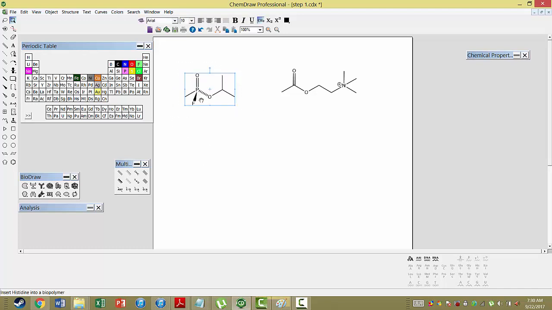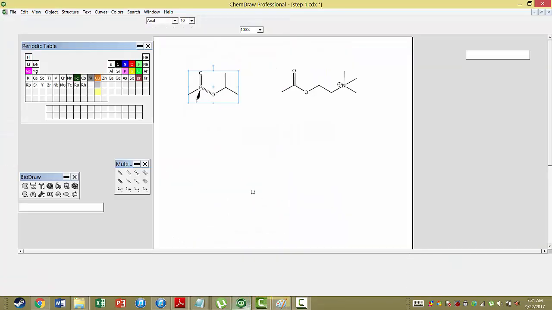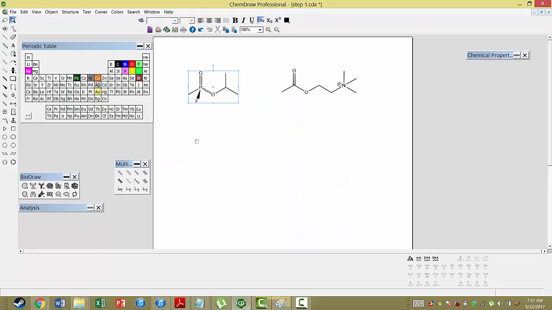So what kind of molecule is this? It's what's called an organophosphate. So it's a phosphate bound to some carbons, and it interacts with an enzyme called acetylcholinesterase, which is this big guy right here. We'll talk about him later. And specifically what it does is it inhibits acetylcholinesterase irreversibly.